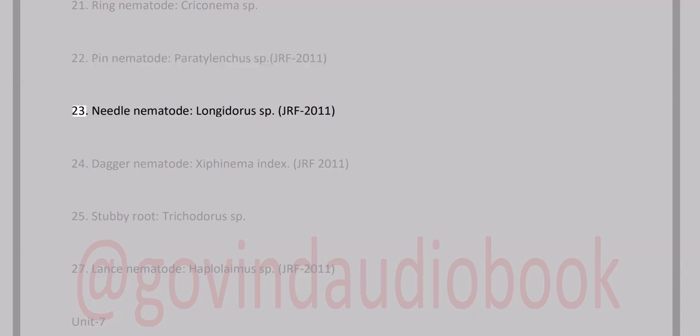23. Needle nematode, Longidorus sp. 24. Dagger nematode, Xiphinema index. 25. Stubby root nematode, Trichodorus sp. 27. Lance nematode, Hoplolaimus sp.